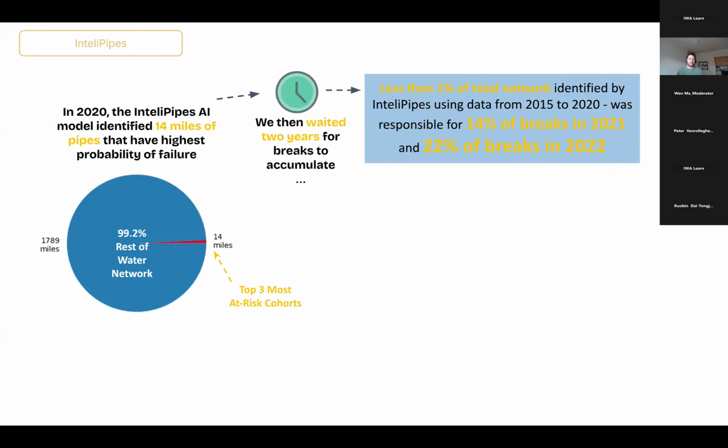Of course, when we started, people were like, okay, it's good, you can show with past data that it's working well, but do I trust AI to prioritize assets that I'm going to replace in water distribution? Could be wastewater as well.